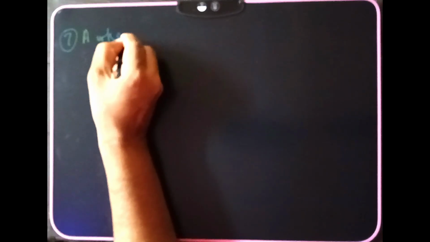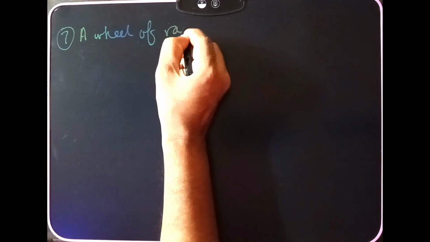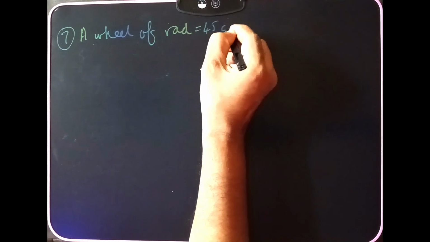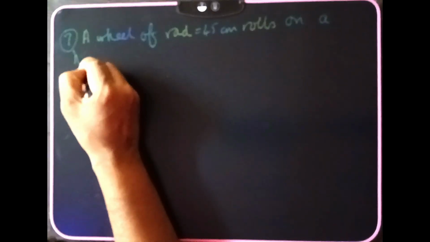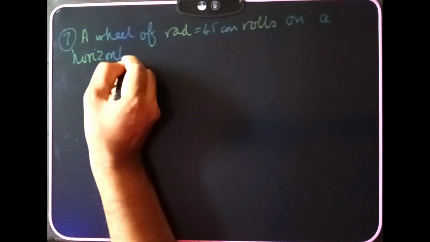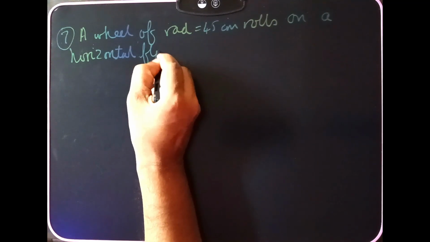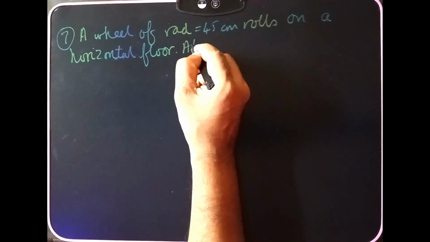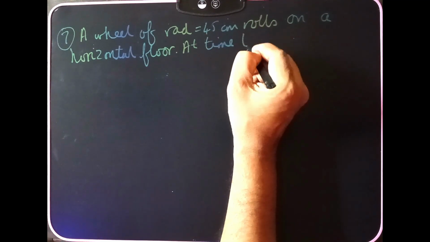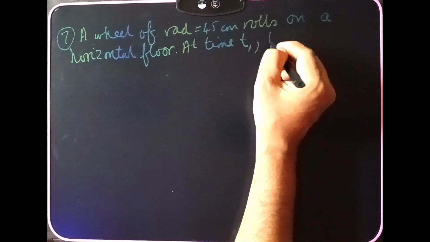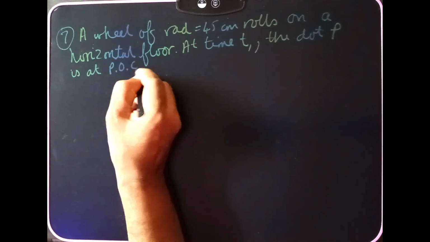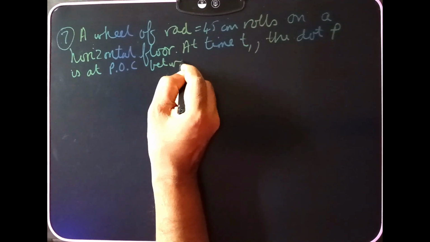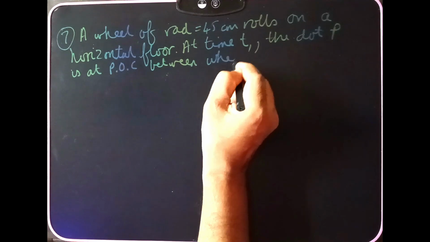A wheel of radius equal to 45 centimeter rolls on a horizontal floor at time t1. The dot P is at the point of contact. POC is the point of contact between the wheel and the floor.